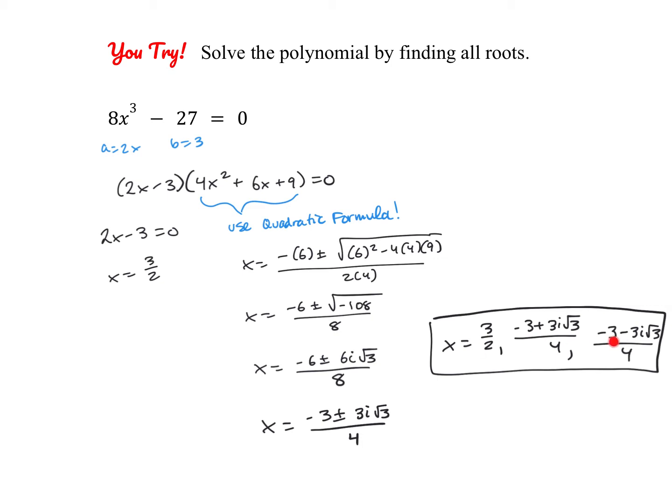So I do have 3 zeros, which matches the degree of our function. 1 is real, and 2 are complex.